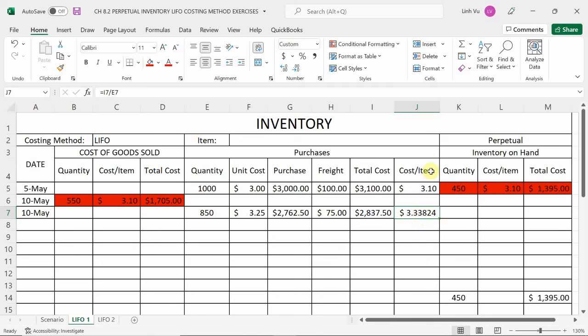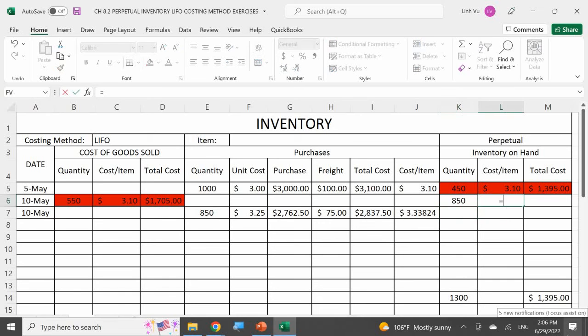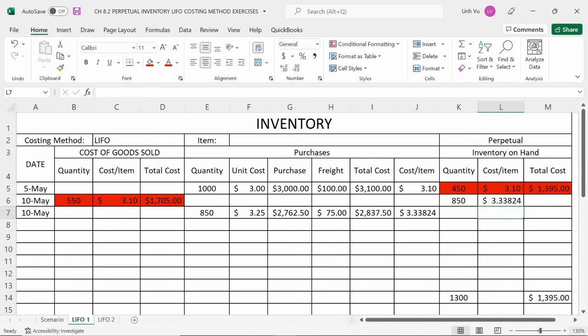3.33823353. Okay, good. So again, if you're using a calculator, up to 6 decimal points will give you the most accurate number. If not, in Excel, it actually calculates the whole thing, every single number that is there. So in this case, I purchased my second batch of inventory. So what I'm going to do here is carry it into my inventory on hand that I have: 850 units available at a total cost per item of $3.33824.